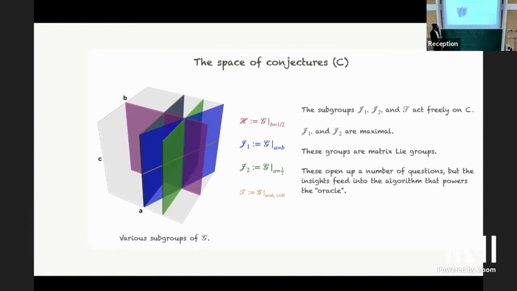What we can show is that these groups are matrix groups, and that they're potentially very useful in the machine learning pipeline that now follows. A quick note about two of the groups here, J1 and J2. They turn out to be freely acting on the conjecture space, and they're also maximal in some sense.